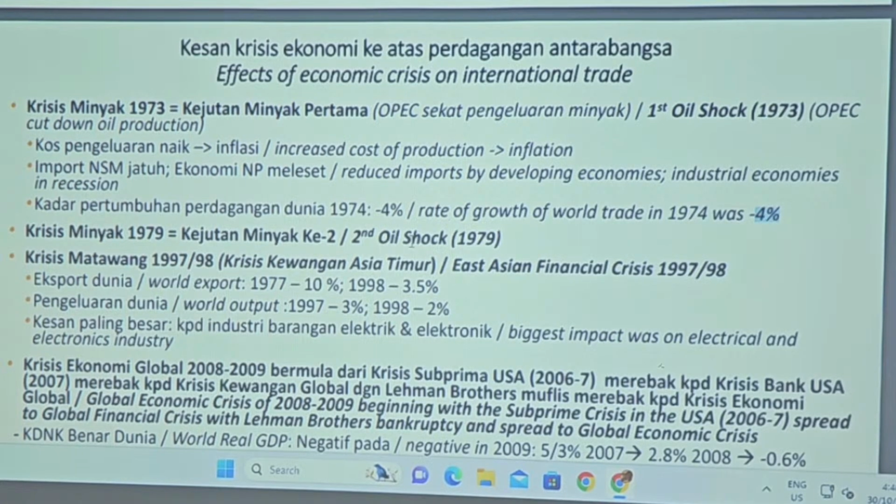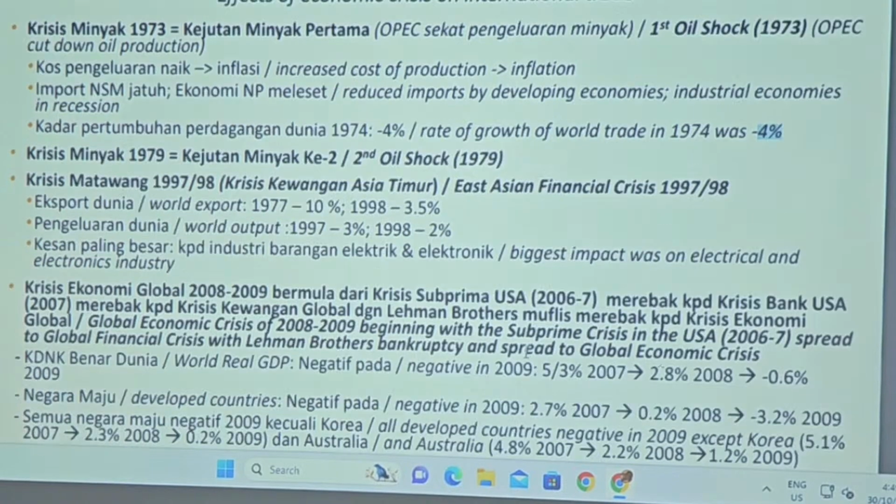The second oil shock was in 79, and then the financial crisis of 1997-98, the IMF crisis in Korea. World export, look, minus 3.5, minus 10%. World output minus 3, minus 2. Then the economic crisis of 2008, 2009, that happened with the subprime crisis in the US.